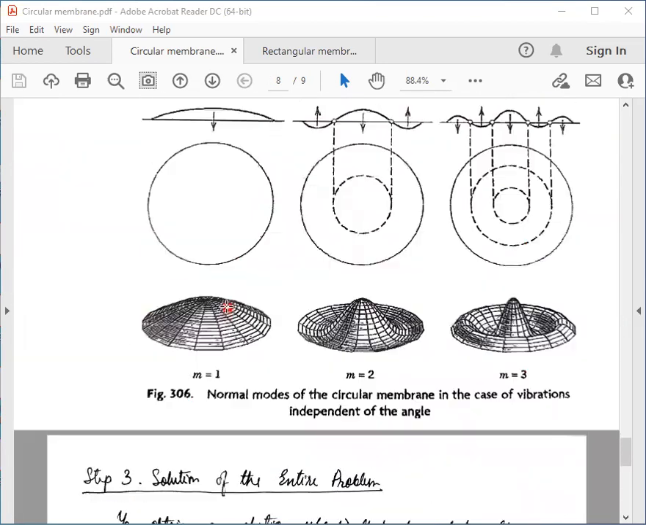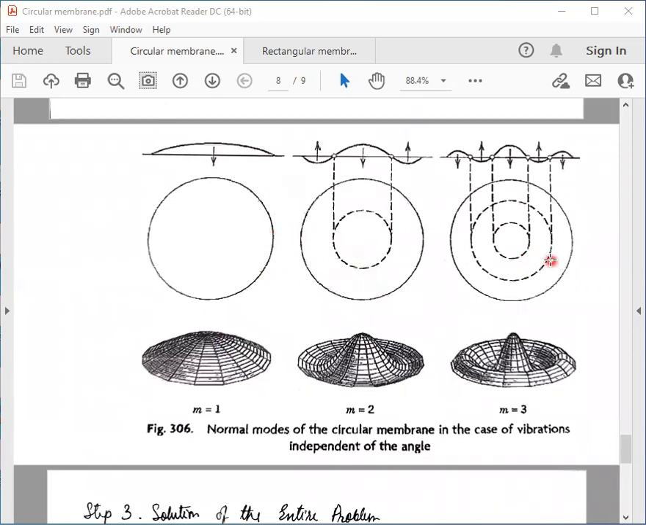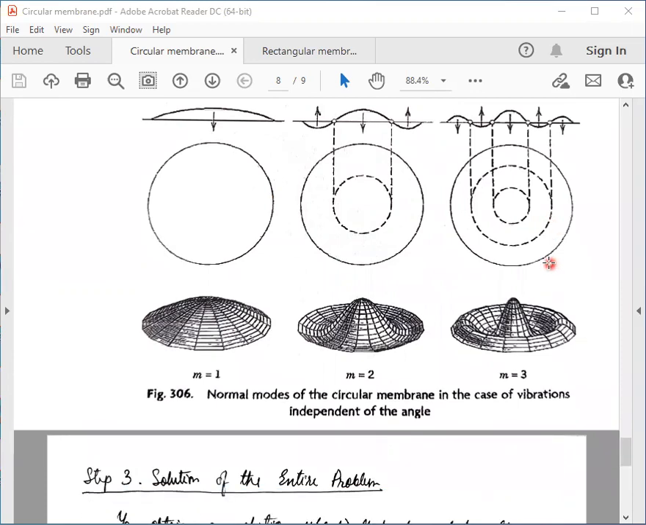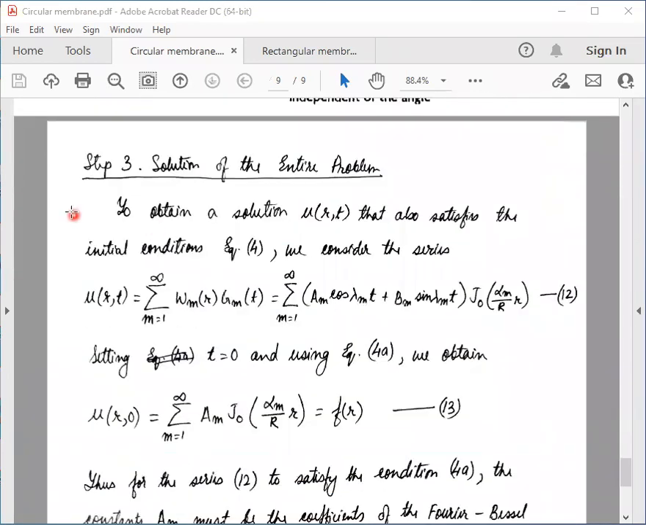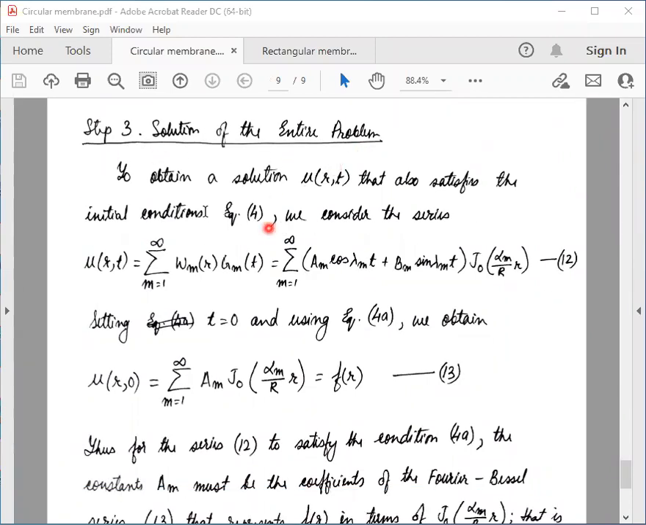Now that we have seen the solutions which satisfy the boundary conditions, now let us look at solutions which also satisfy the initial conditions. So step 3, we have to find a solution of the entire problem. To obtain a solution u(r,t) that also satisfies the initial conditions given by equation 4, we consider the infinite series u(r,t) equal to summation over m from 1 to infinity of Wm times Gm, and we substitute the value for Wm. This is Wm and this is Gm.